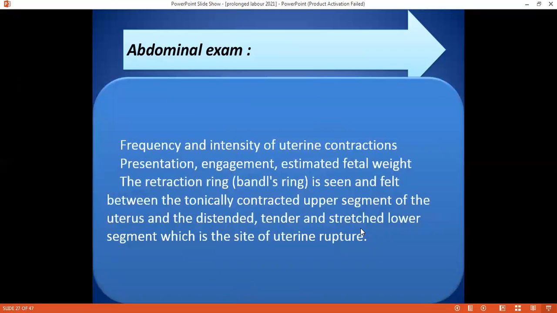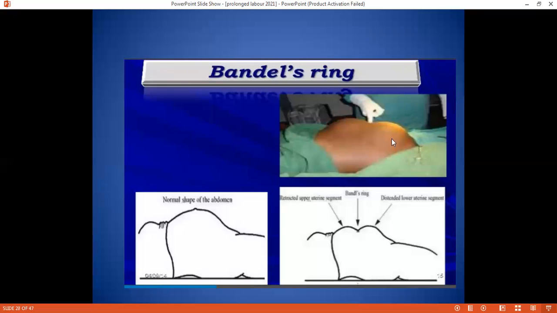The retraction ring of Bandl is seen between the tonically contracted upper segment and the distended, tender, stretched lower segment. As you know, the upper segment will contract and retract so that it will shorten and will stretch the lower segment over the presenting part. Here is the Bandl ring. This is the normal contour of the abdomen, and here the Bandl ring between the tonically contracted upper segment and the flaccid passive lower segment. This is the site of ruptured uterus when there is an obstructed labor.